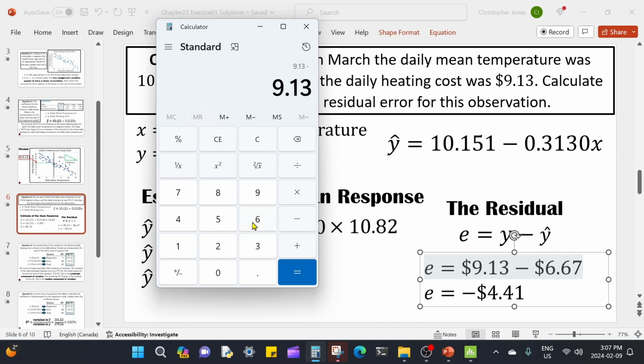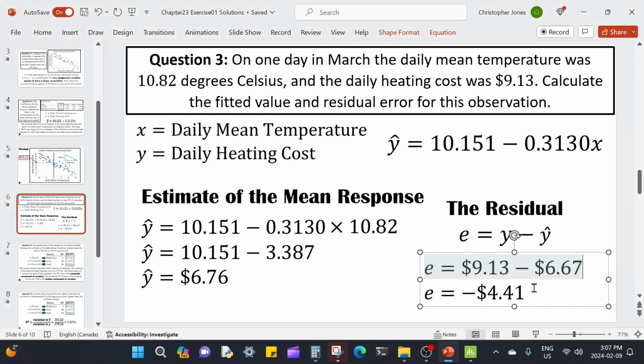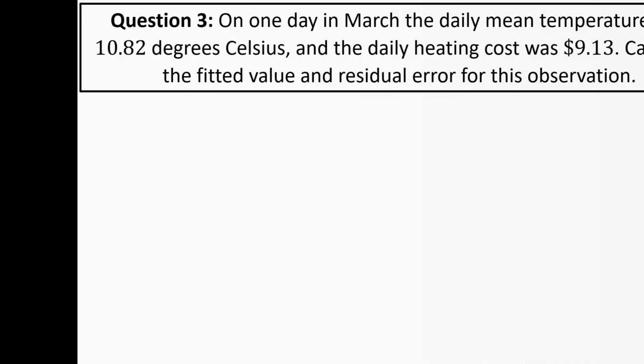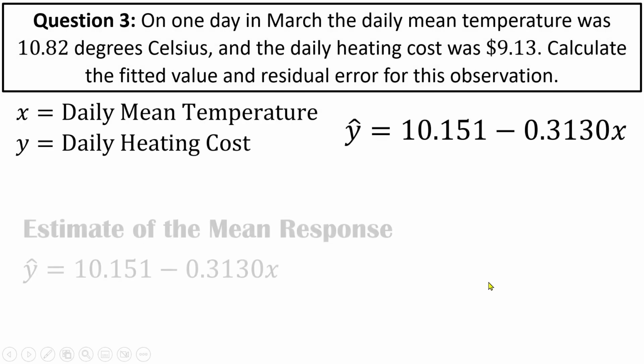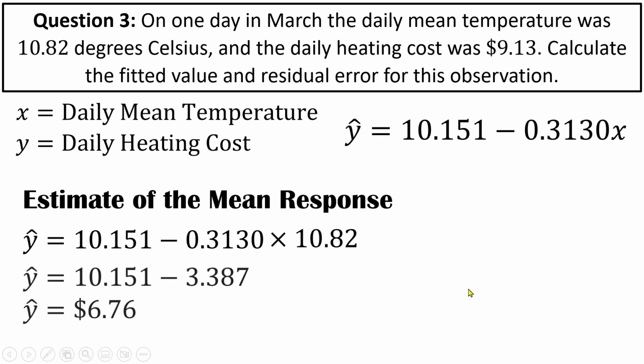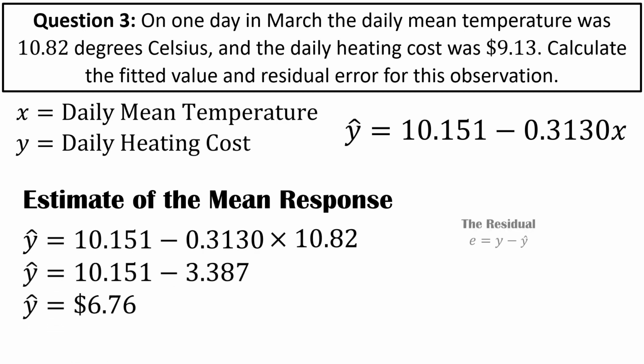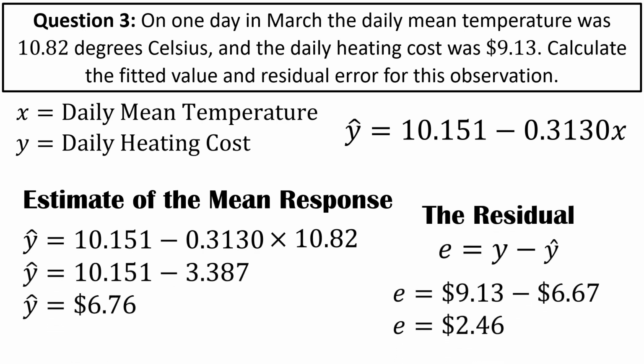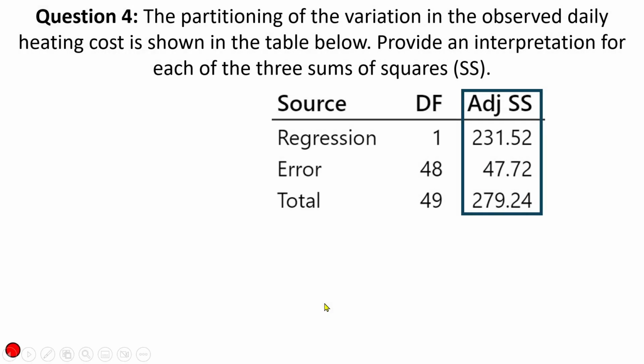$9.13 minus $6.67 is $2.46, and that is a positive value. Okay. So despite the fact that I got it wrong the first time, now we can see the calculation is fairly straightforward. So hopefully you are good with that. Let's go on to the next one.